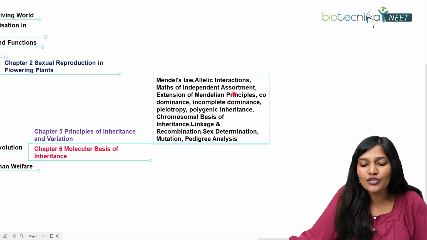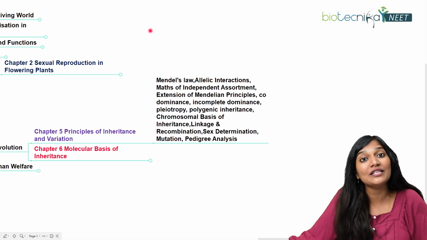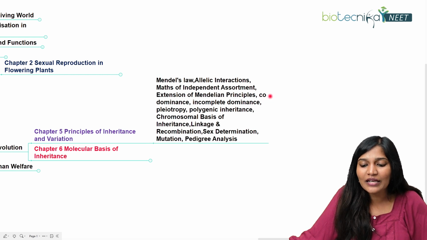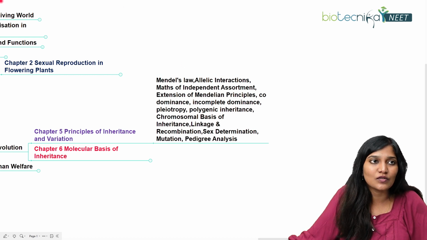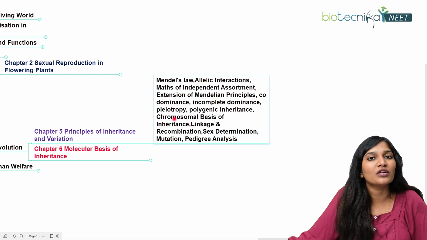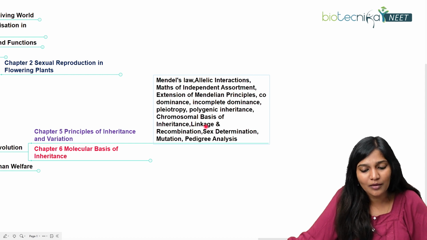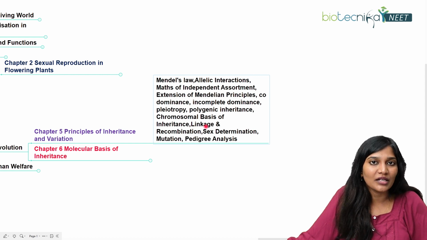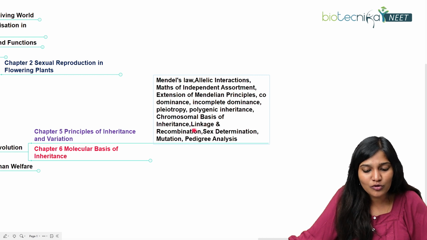And what is the extension of Mendel's law? We'll be talking about the deviations from Mendel's law. And inheritance of one gene, you have to remember codominance, incomplete dominance, pleiotropy. And inheritance of two genes, you have to remember polygenic inheritance, all these things together. Very important is the chromosomal basis of inheritance. We have an important image which is given along with the explanation. Very important. Linkage and recombination. Very, very important. Inversely proportional.